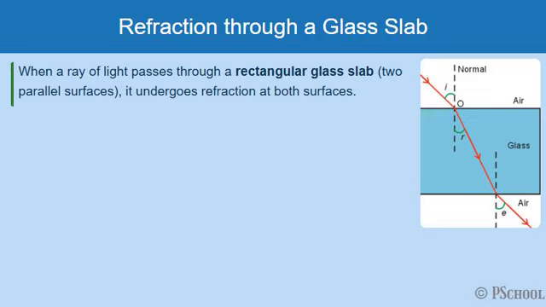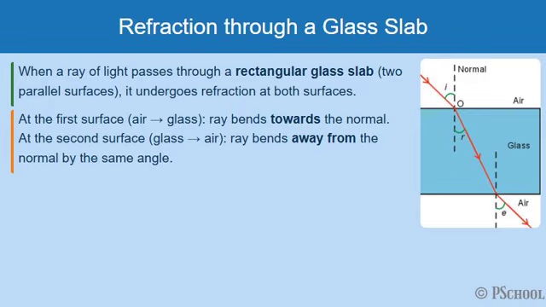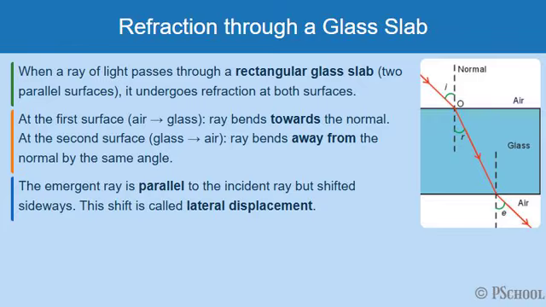When a ray of light passes through a rectangular glass slab, which has two parallel surfaces, it undergoes refraction at each surface. At the first surface, air to glass, the ray slows down and bends towards the normal. At the second surface, glass to air, the ray speeds up and bends away from the normal by exactly the same amount. The result: the emergent ray is parallel to the incident ray, but it is shifted sideways. This shift is called lateral displacement.